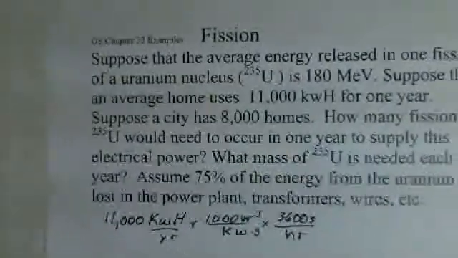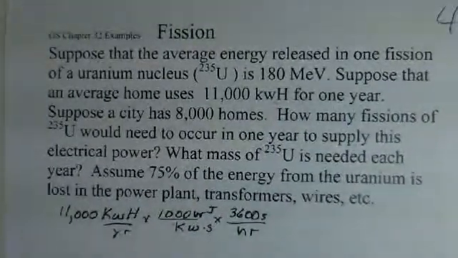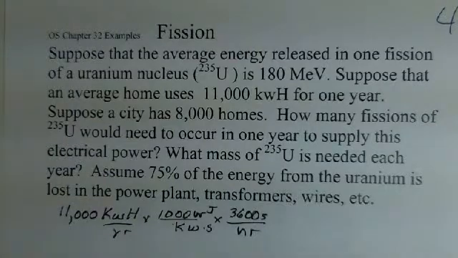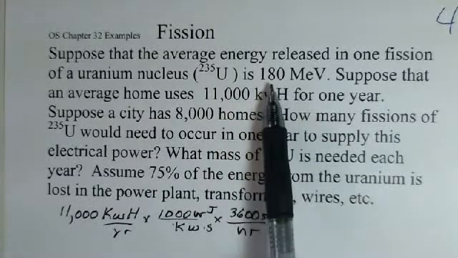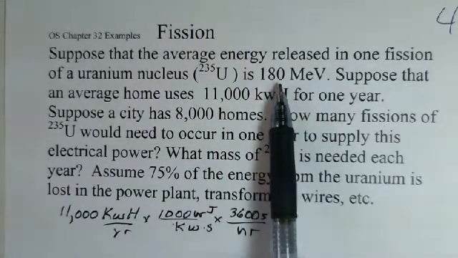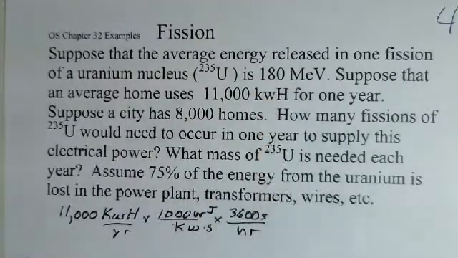Let's do a calculation of fission, where we're going to let uranium-235 fission and supply energy for a small city. We're going to assume the average fission release is 180 MeVs. Don't take that as the correct number. I'm just using it for purposes of calculation here.